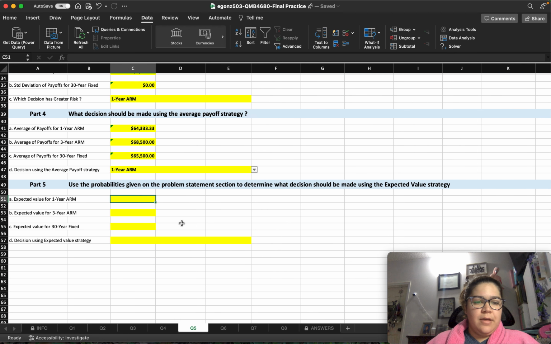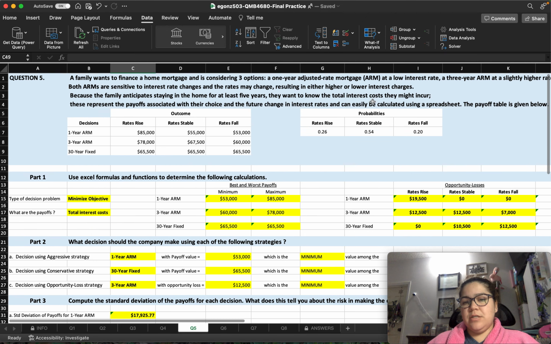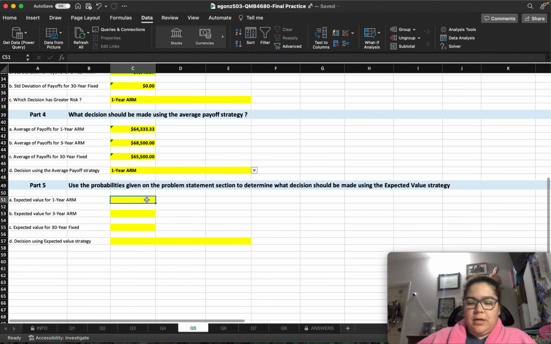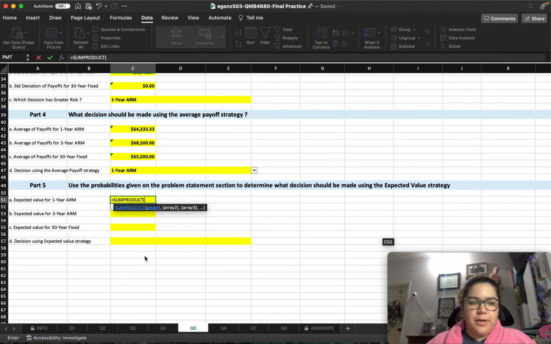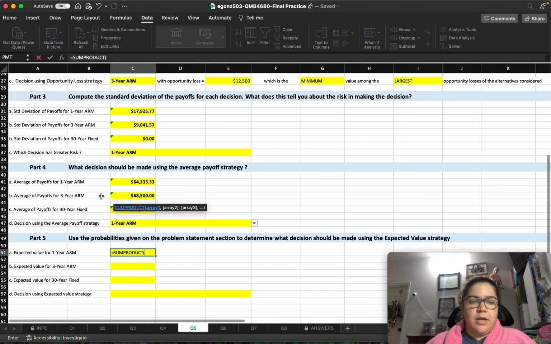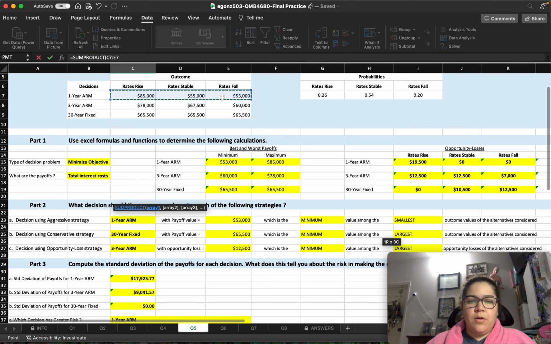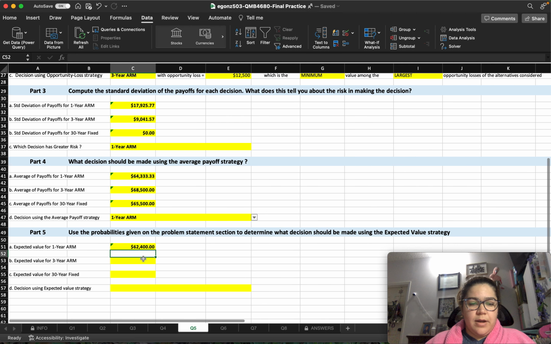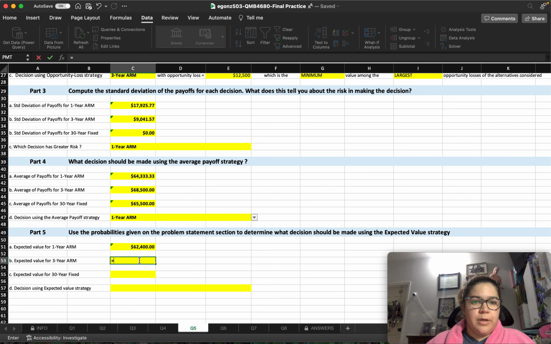So for part 5, it's using the probability. So here's where we're gonna use this probability table, and as we explained in the other parts, we're gonna use the sum product. So we're gonna use the formula sum product. What do we want a sum product of? We want a sum product of year 1, right? So we're gonna go here, year 1. I want to know my risk among those rates, right? If it falls, I want to know. And if it's stable, I want to know. And if it rises, I want to know as well. How much am I going to pay? Right? We're talking about money. I want to be clear of how much I'm going to pay.